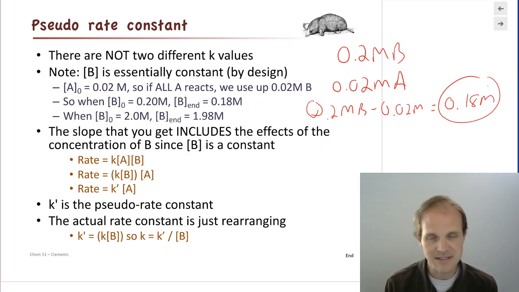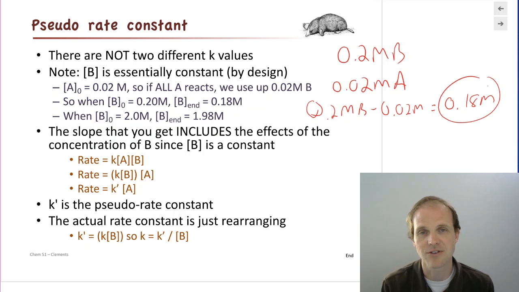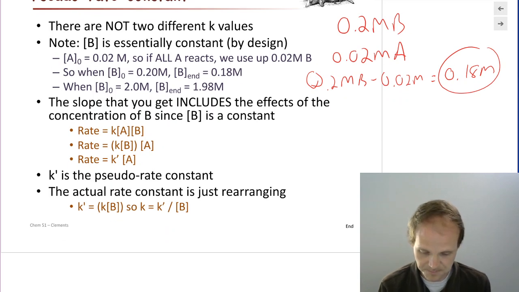But what that means is if we think about that concentration of B, it makes sense that when we had more B, the reaction went faster, and when we had less B, the reaction went slower. So what does that mean? It means that our slope actually includes the effects of that B, because B is a constant. Not perfectly constant. This isn't perfect, but it's constant enough that we can treat it as a constant, and we still get pretty good results.